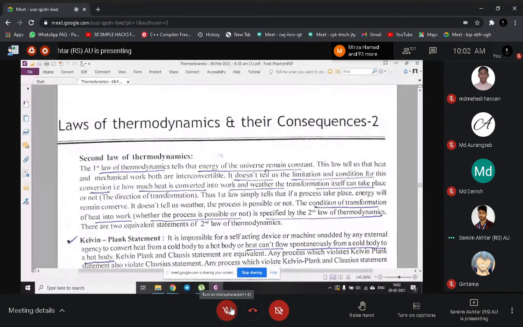But the first law does not tell us the conditions and limitations of such energy or heat. The first law of thermodynamics tells that the energy of the universe remains constant, but it could not tell the limitations, or how energy is transformed to heat, or how heat is transformed to energy. So another law appeared, that is the second law of thermodynamics.